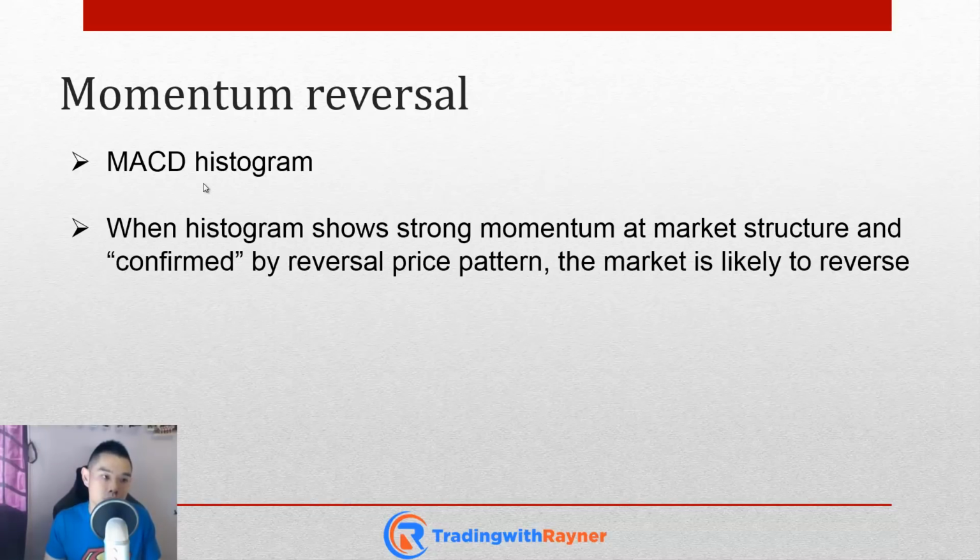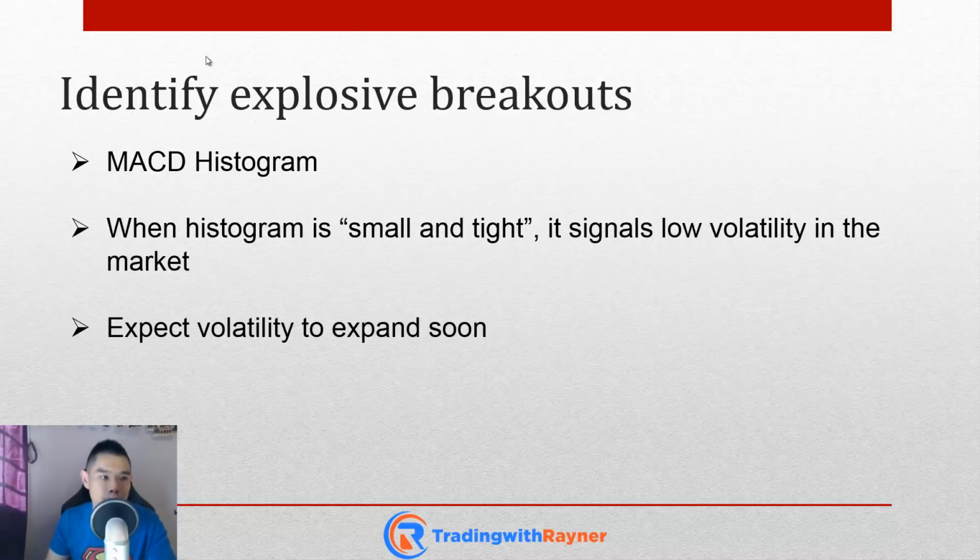For example, you can use Bollinger Bands. You can use the Keltner channel. But for this video, I'm just sharing with you the MACD histogram, because the main thing that I'm trying to point out is that you must always have the purpose in mind and then find the right indicators to meet that purpose. Okay? So anyway, moving on, how do you identify explosive breakout trades about to occur? The MACD histogram is one of them.